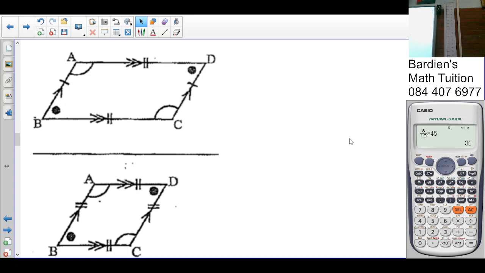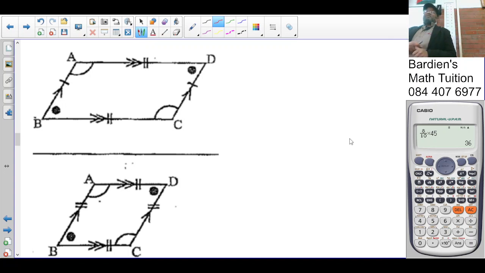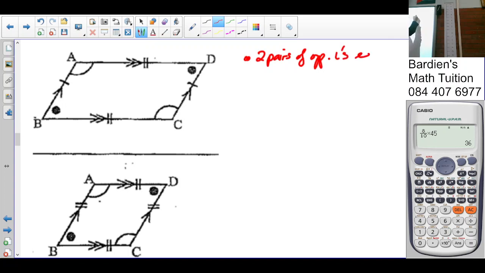So what was the first property? Without looking down, what was the first property given there? Opposite angles. So you write 2 pairs of opposite angles are equal. 2 pairs of opposite angles are equal. Another property? Add up to 360. Now all the interior angles of a quadrilateral. What's a quadrilateral? It's a 4-sided figure.